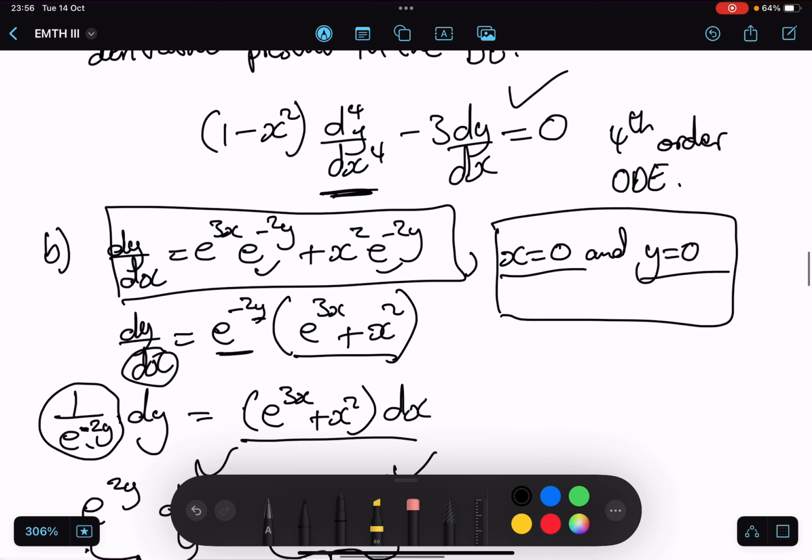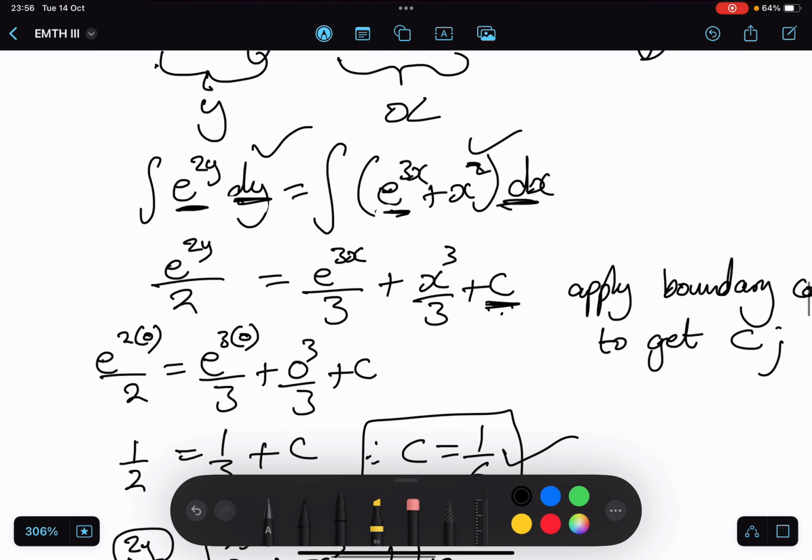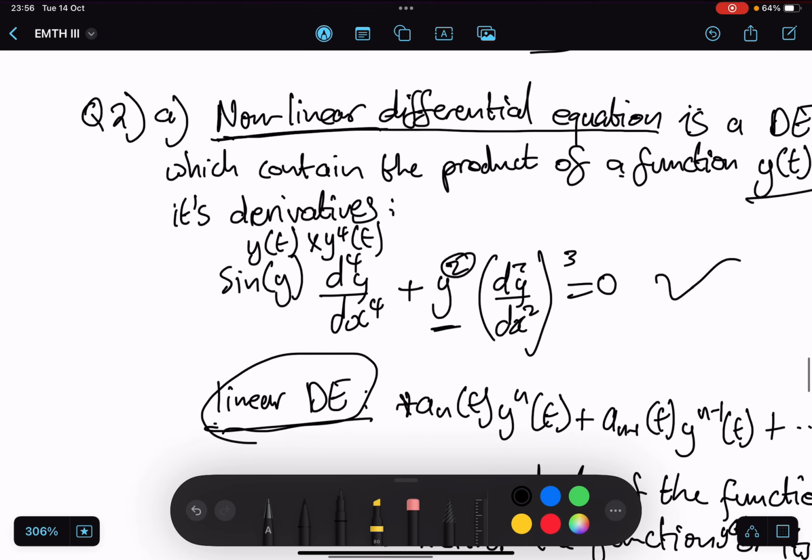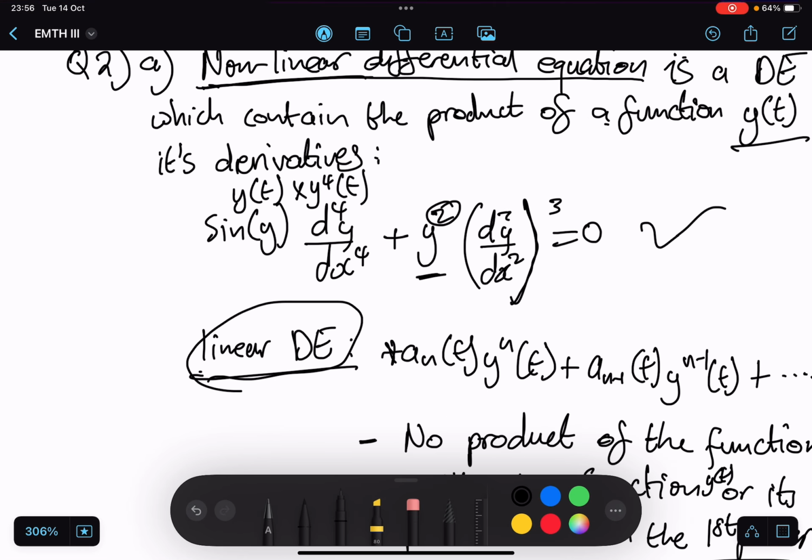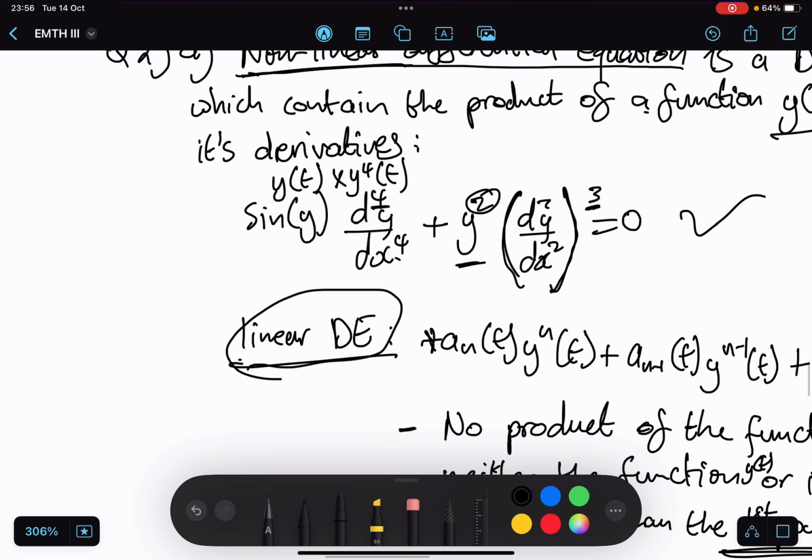So this is the third degree of our equation, which is the power of the second derivative. And also the fourth order, which means the largest derivative in this nonlinear differential equation is the fourth derivative. So this constitutes a third degree fourth order nonlinear differential equation.